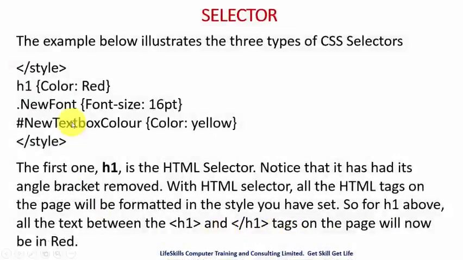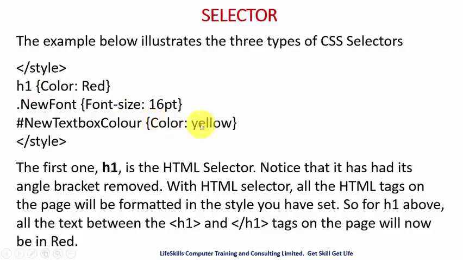Now let's continue. Now I'm still on this selector. I'm taking time because this is the backbone of CSS. The example below illustrates 3 types of CSS. I've already done that. Look at this H1 there. It's having color red. They are using ordinary color here. It's not the standard practice. You need to use color code, but some browsers will still accept that. Then .new font is another CSS rule, but you know that this is a class. Then this one is ID, new text box color.